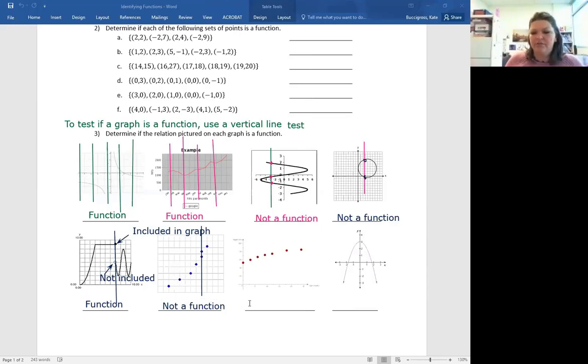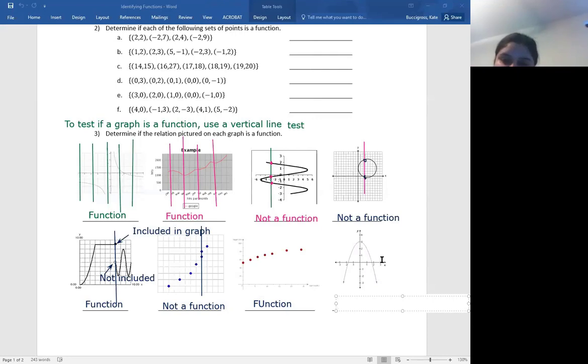Good. How about the next one? What do you think? It's a function. It sure is. And the last one, tricky, tricky. It's not a function. Where do you see a place that I could draw a line and catch more than 1 point?